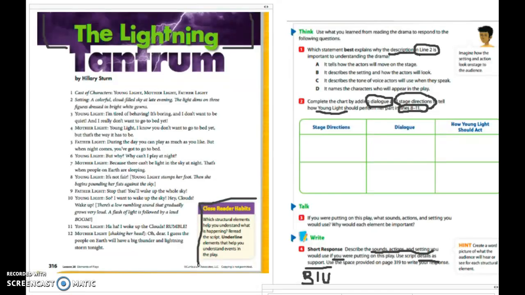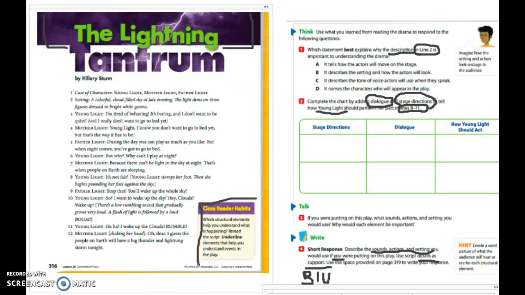The Lightning Tantrum by Hilary Strum. 1. Cast characters: Young Light, Mother Light, and Father Light. Setting: a colorful cloud-filled sky at late evening. The light dims on 3 figures dressed in bright white gowns.